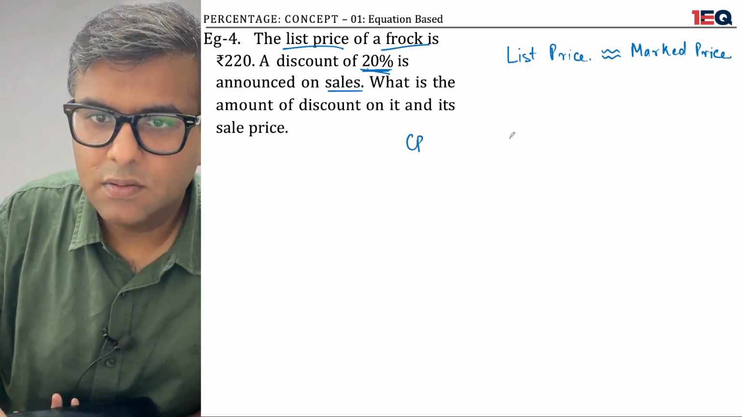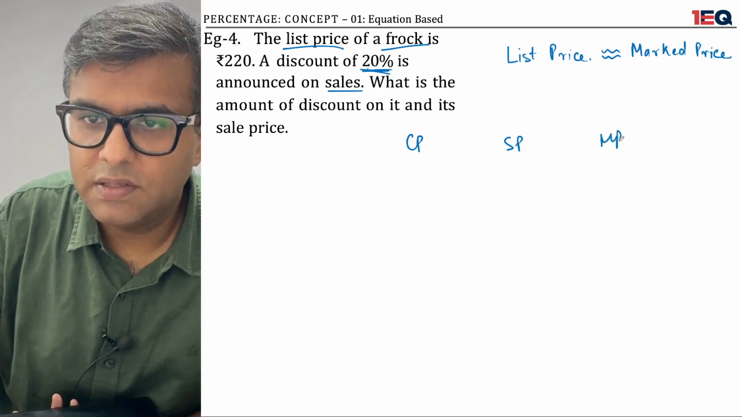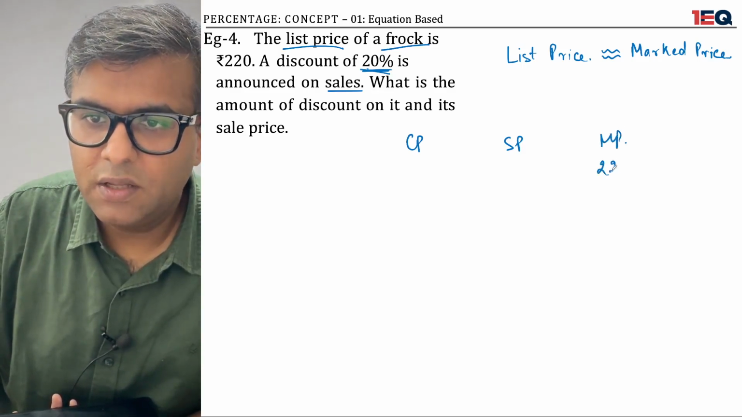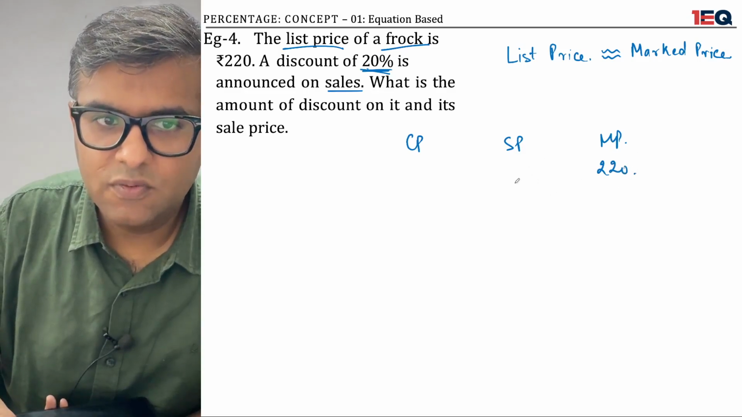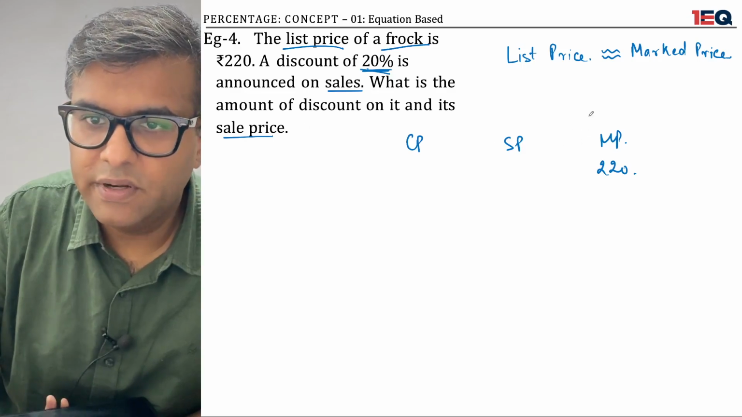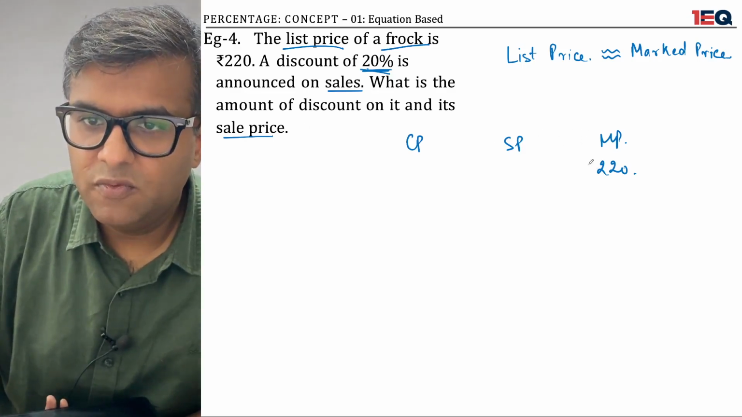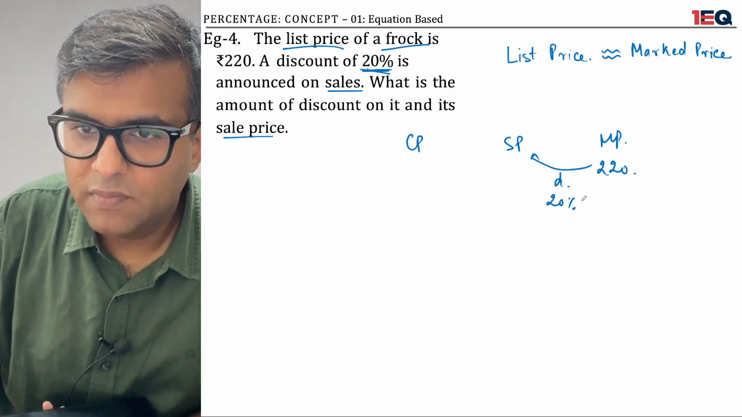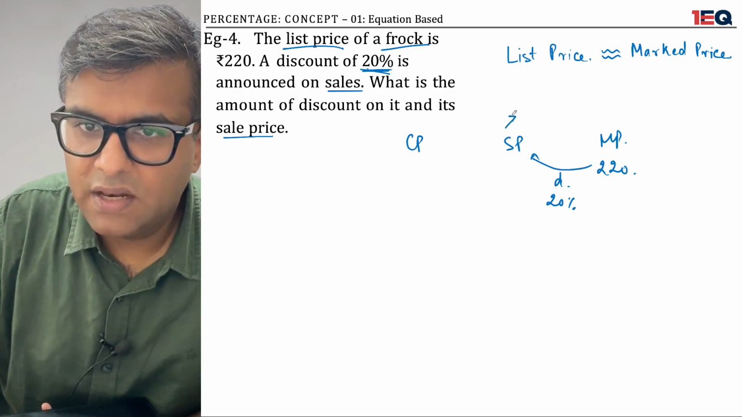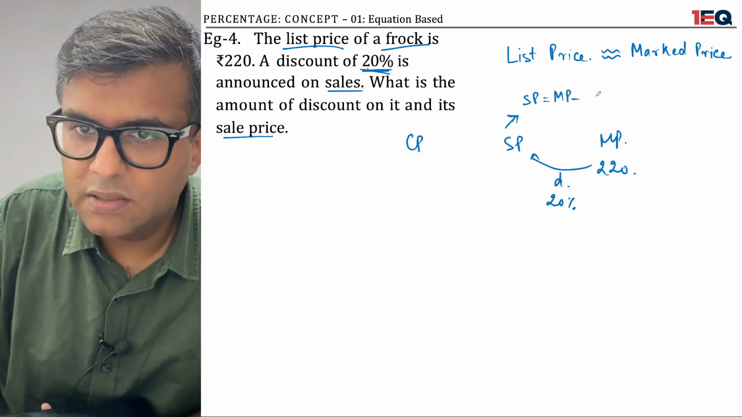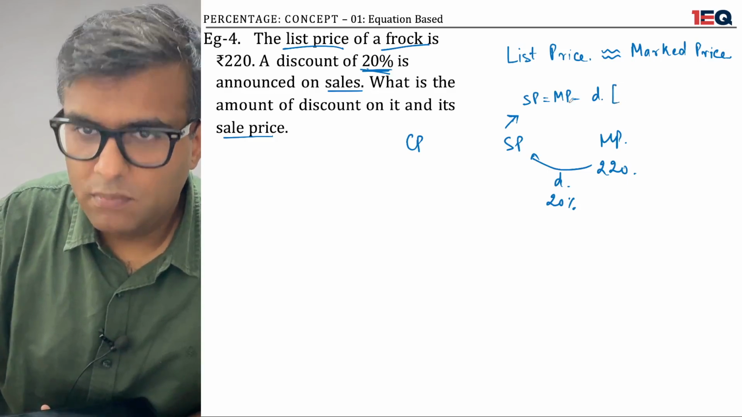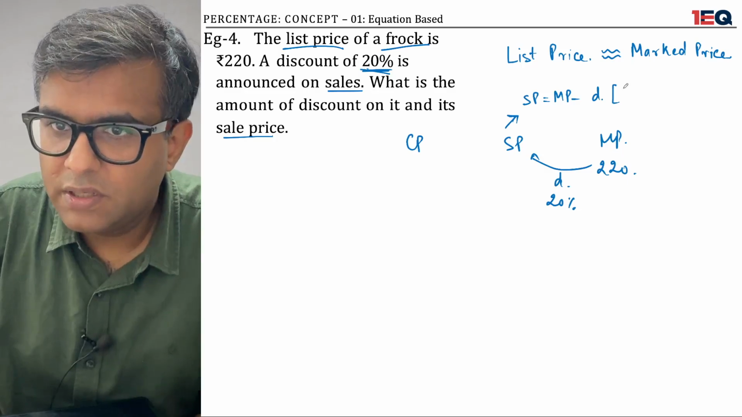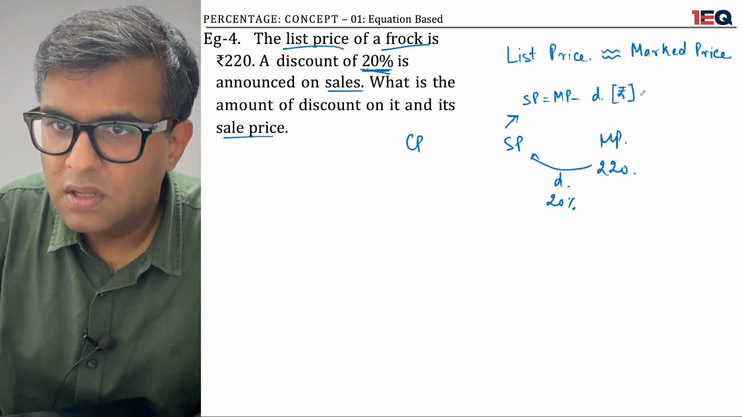The cost price, the selling price, the mark price. The mark price is 220. The selling price, the sale price, and the discount need to be found. When I move from mark price to selling price, there is a discount associated, and according to the question it is 20%. To find the selling price, I deduct: selling price is equal to marked price minus discount, and both quantities should be in the same units, that is rupees.